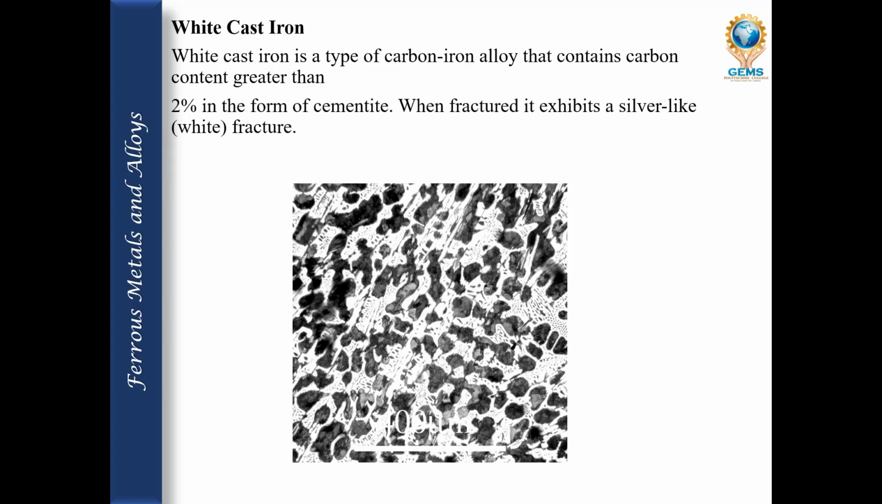Then is the white cast iron. White cast iron is a type of carbon iron alloy that contains carbon content greater than 2% in the form of cementite. When fractured, it exhibits a silver-like white fracture. So these are the white fractures that you can see. So the carbon content is greater than 2%, so it tends to become a steel. White cast iron has a high compressive strength and wear resistance. Basically this cast iron has high compressive strength and high wear resistance.